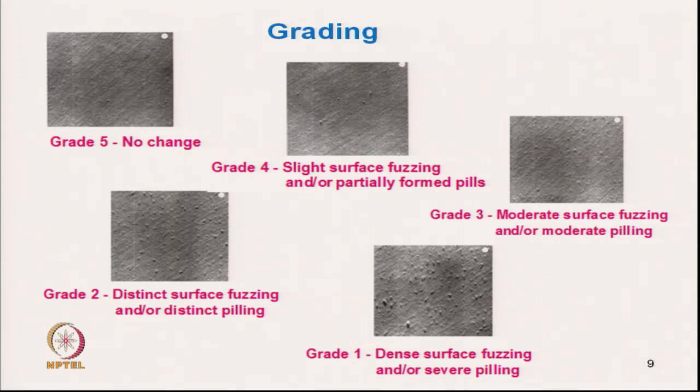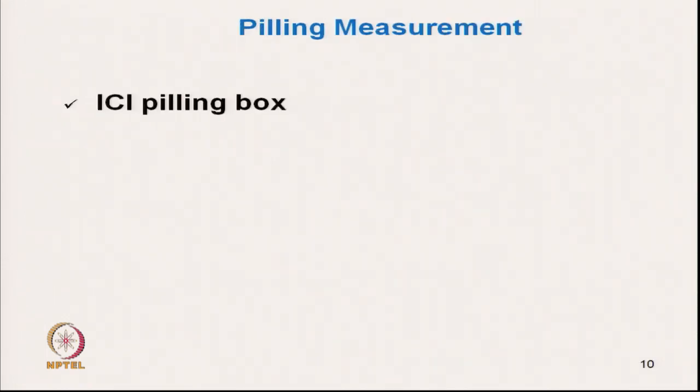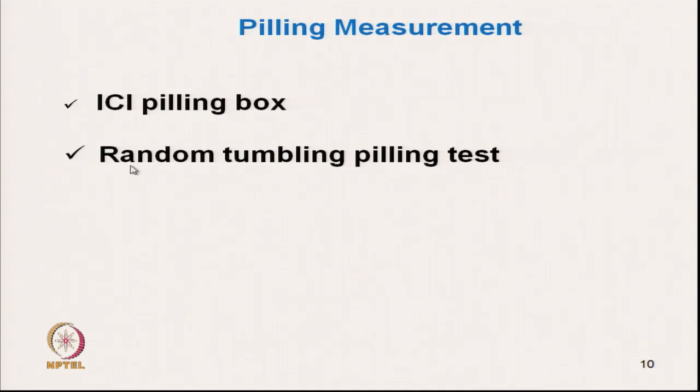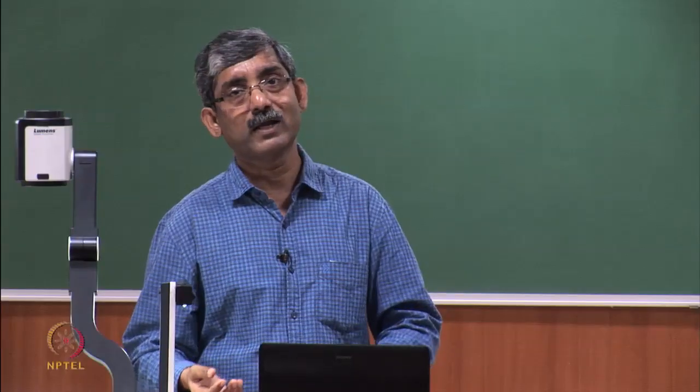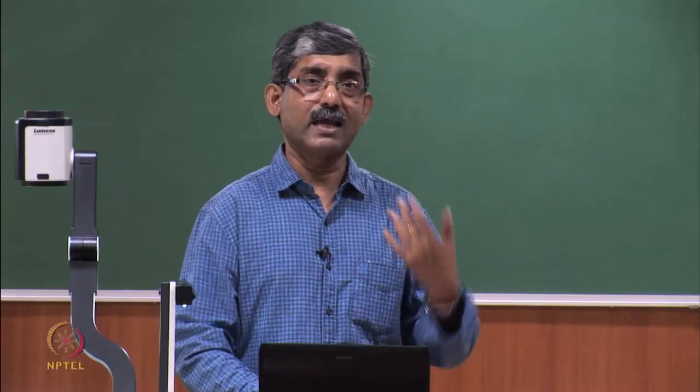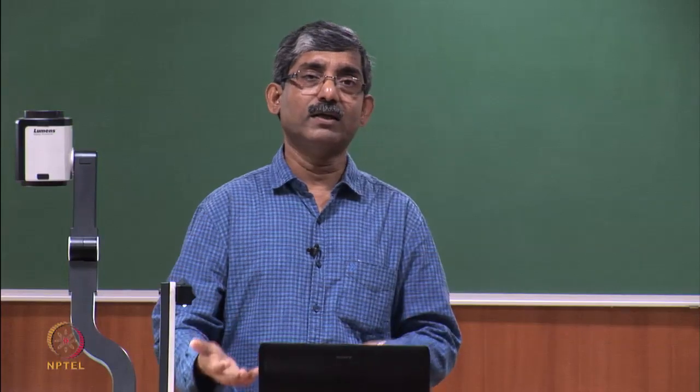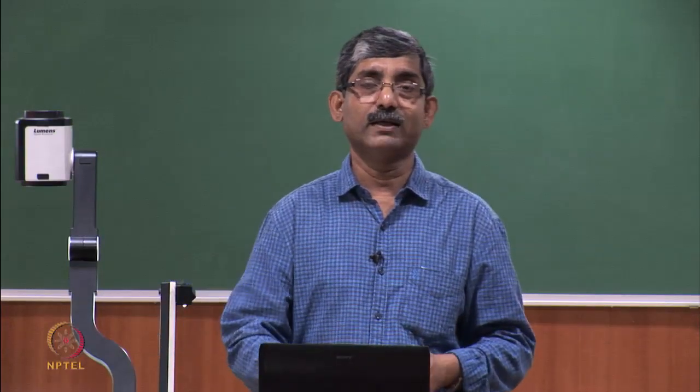There are methods: one is the ICI peeling box, then the random tumbling peeling test, and another instrument is the Martindale abrasion tester. This abrasion tester is used for abrasion as well as peeling. In the same method we can judge the fabric for peeling performance.